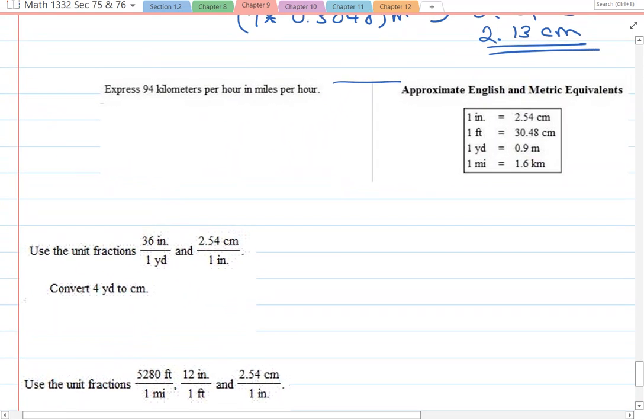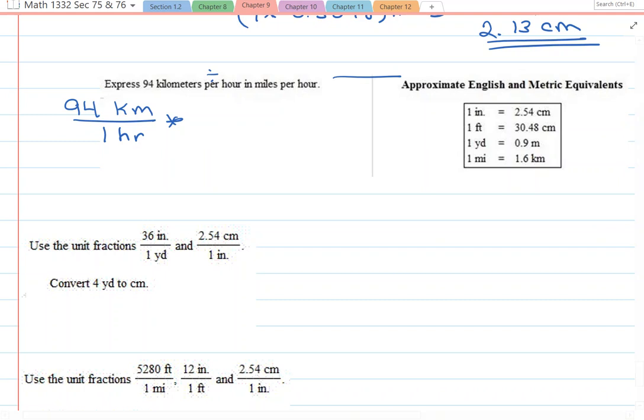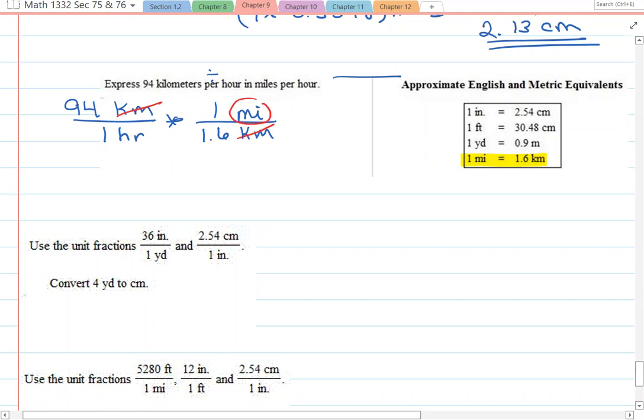Now this one's interesting because we know to read the per means to divide. So we have 94 kilometers over 1 hour. And we want to get rid of the kilometers to get miles, right? Well, we're using this identity. So I change it by saying 1 6/10 kilometers equal 1 mile. I verify that what I needed changed happens.